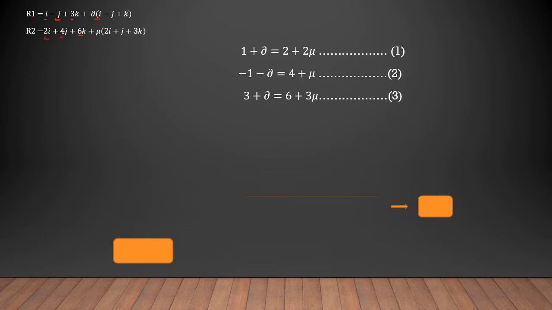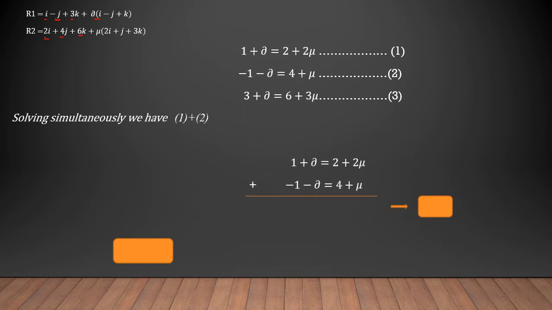So finding these two is going to give us a common something. What we're going to do is pick the simplest one to pick. I'll take 1 and 2 and add them together. Taking 1 and 2 and adding them together, I'm going to have that 0 is equal to 6 plus this, and simply I'll have the value of mu, which is negative 2.